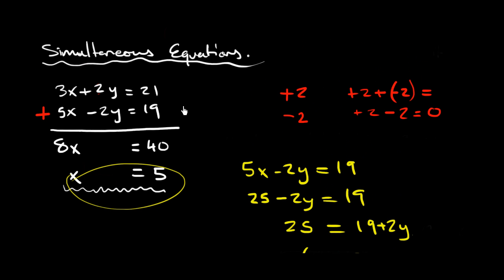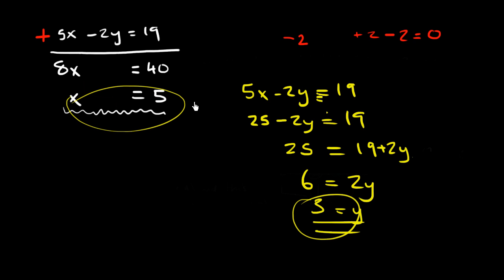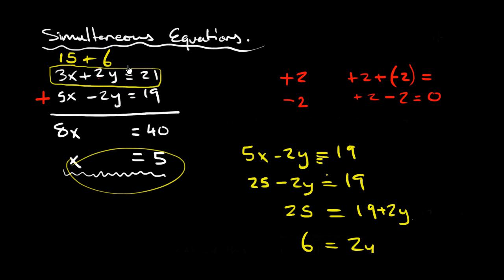To check that it's right, go to the other equation, the one that you didn't choose, and see if it makes sense. 3 times 5, 15, plus 2 times 3 is 6. 15 plus 6, 21, so we've done it correctly.